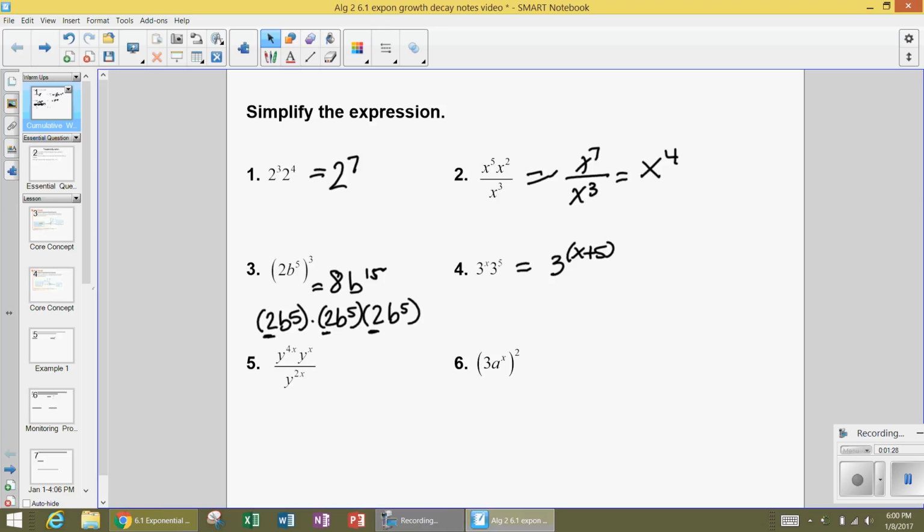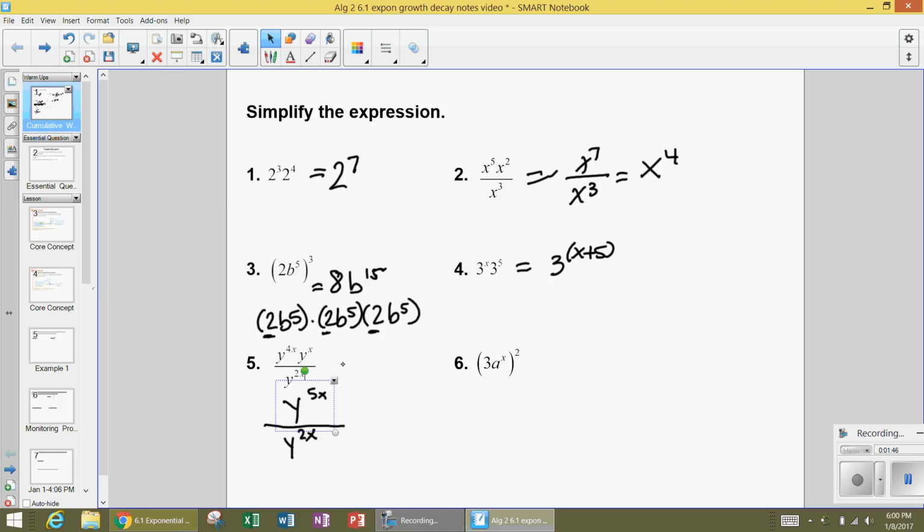Okay, number 5, we're going to combine like terms. First, y to the 4x times y to the x. That will simplify to y to the 5x because we're going to add them. 4x plus 1x is 5x over y to the 2x.